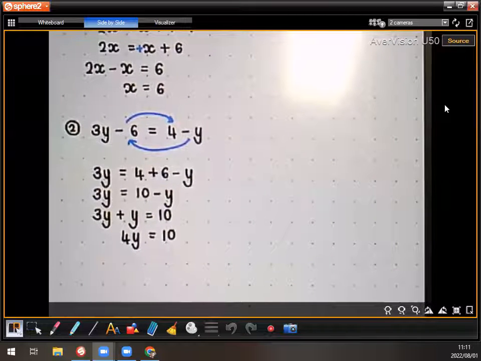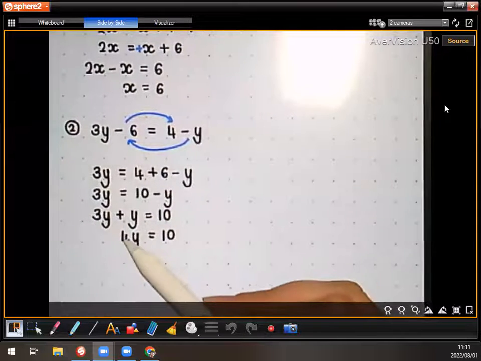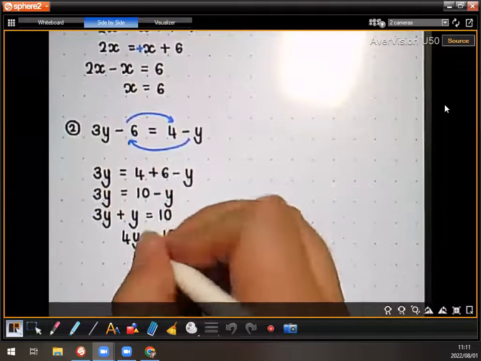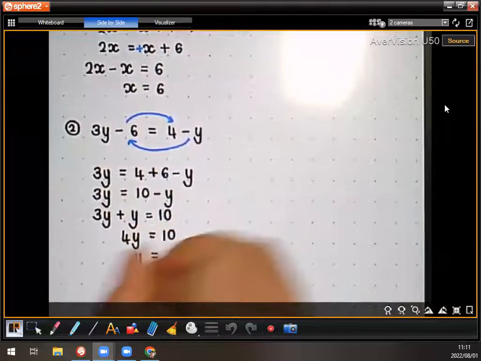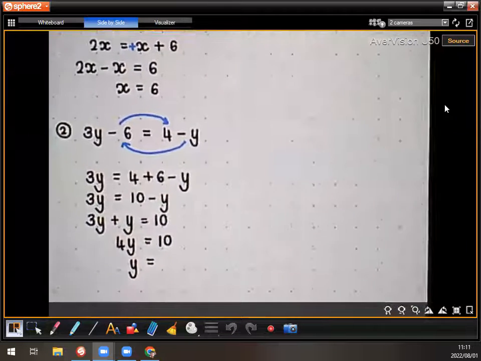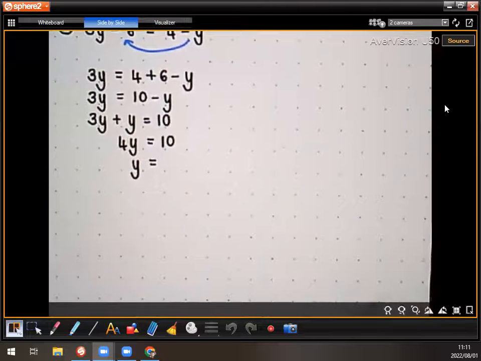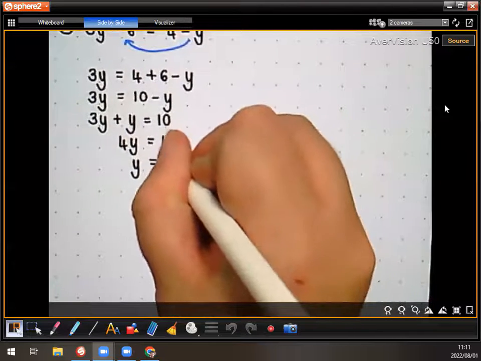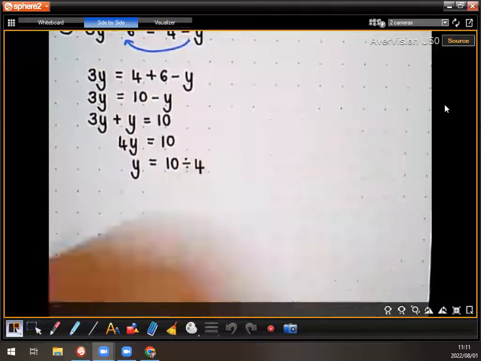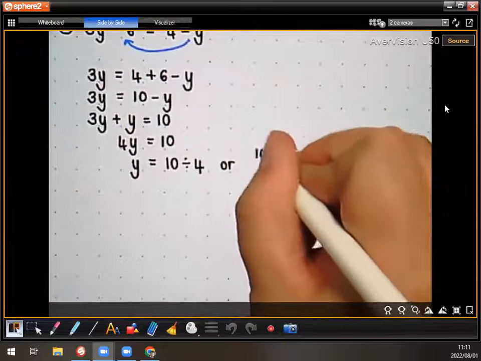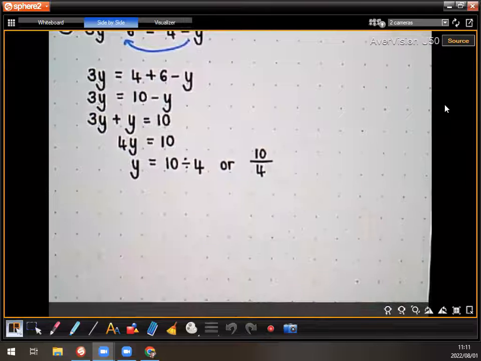I still don't have y equals to a number, right? I still need to get rid of the 4. What's the opposite of multiplying by 4? Dividing by 4. Now, guys, does 4 go into 10? Not exactly. That's what I mean. Sorry, is 10 divisible by 4 exactly? No. So you can write 10 divided by 4 and then do that calculation. But I would actually suggest that you say 10 over 4 because you're not going to get a whole number, right? And you say 10 divided by 4.